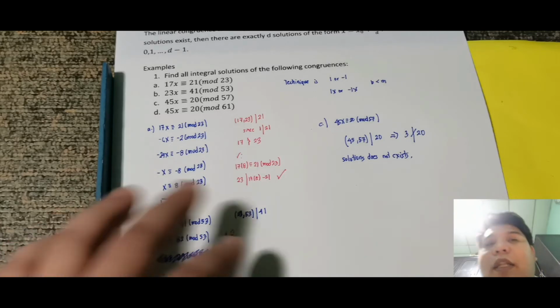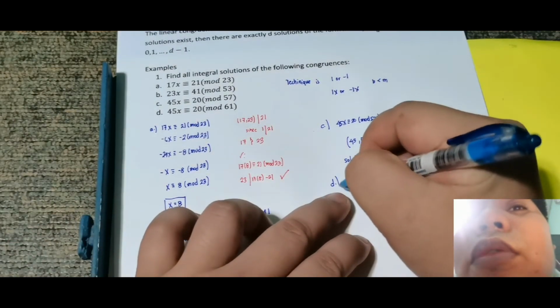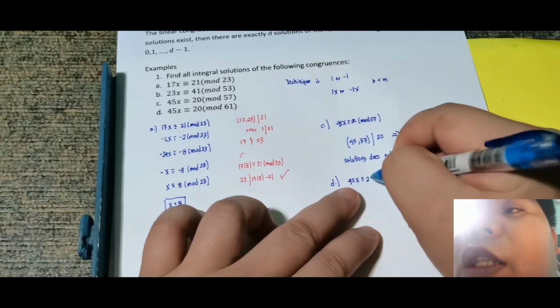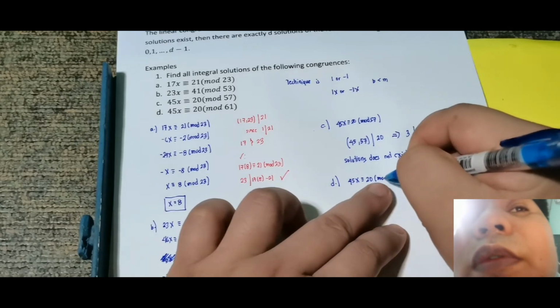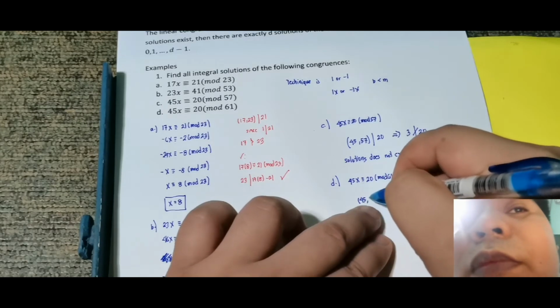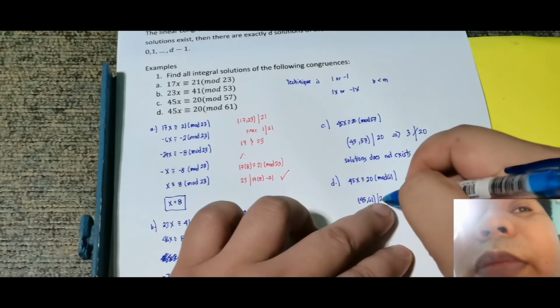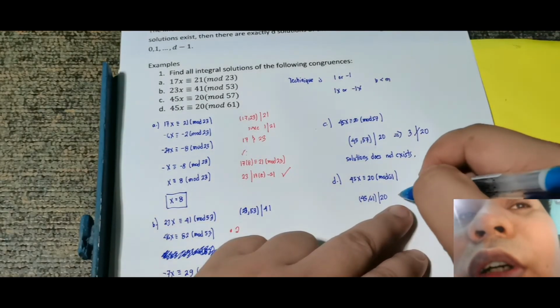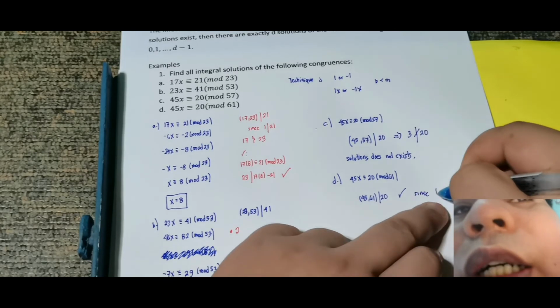Okay, so next letter D. Tapos napadali tayo dun. Buti na lang may ganong given. Next is 45x congruence to 20 mod 61. So ito medyo iba, no? So check natin. GCD between 45 and 61 divides ba si 20? Ano ba yung GCD ng 45 sa 61? Obvious na 61 kasi is prime, no? So obvious na 1. Okay, so this is 1. Okay, so this is good since 1 divides 20.